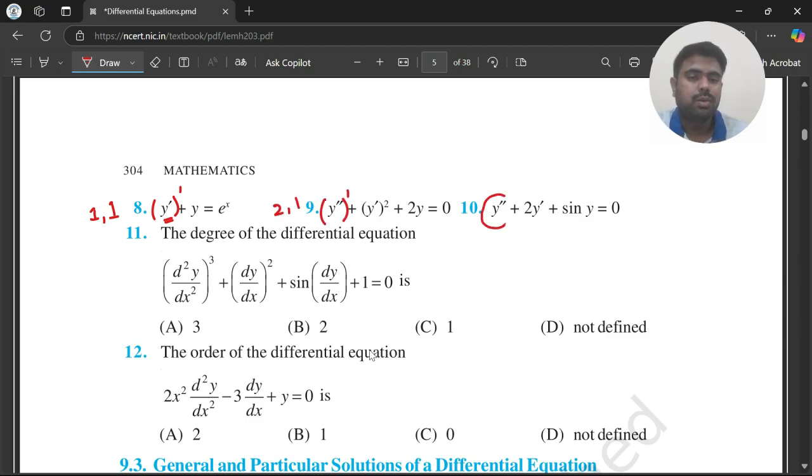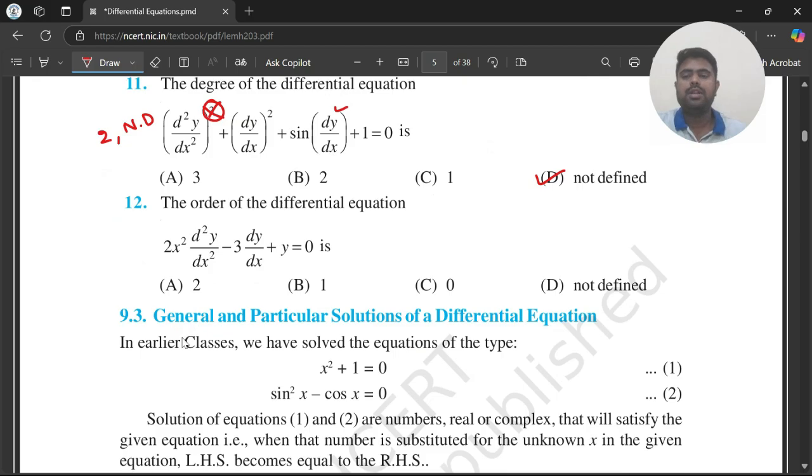Here the order is 2, and what is the degree? Is it 1 or not defined? Look, we have sin y, which is not a derivative, it is a variable. If a derivative came there, it would be not defined. So the order is 2 and the power is 1, therefore the order is 2 and the degree is 1. And here they have asked for order and degree, but let us look at the order first. The order is 2 because we have d square y by dx square. And the degree? The degree is not 3. Why? Because we have sin of dy by dx, so the degree is not defined. So the correct option is option D, not defined.